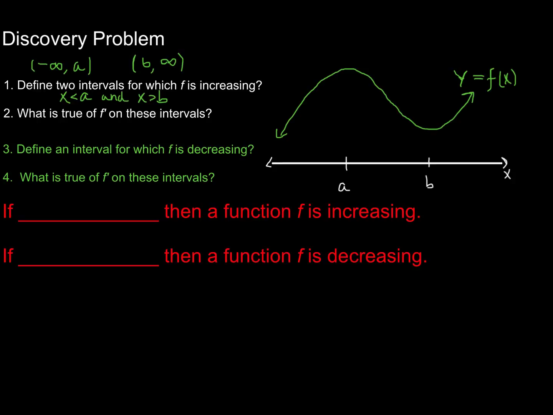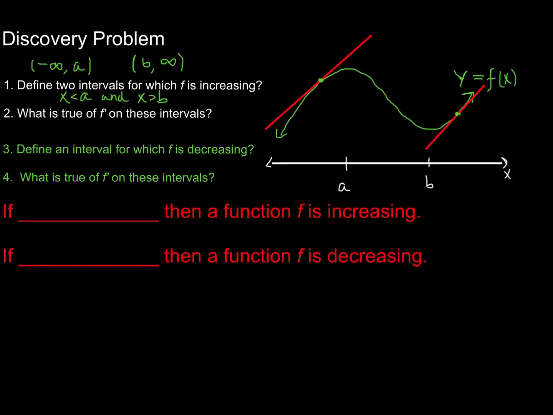Now we want to say what is true of the derivative of f on these intervals. Remember, the derivative of f represents the slope of the function at any point. To help illustrate this, I'm going to draw the tangent line for a point on each of these intervals so we can clearly visualize what the derivative is going to be, because remember, the derivative of the function is the slope of the tangent.